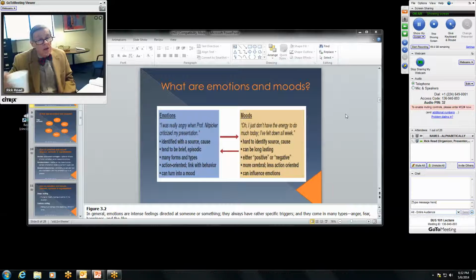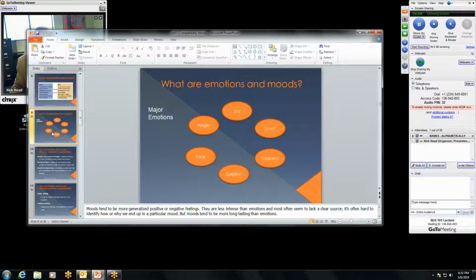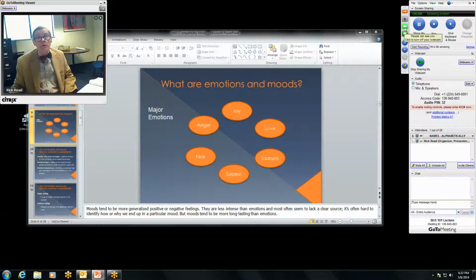Can either be positive or negative. It's less action-oriented, and it can influence our emotions. These are major emotions that we talked about before. Some good, some bad. And we have to be able to control those to the best of our ability.